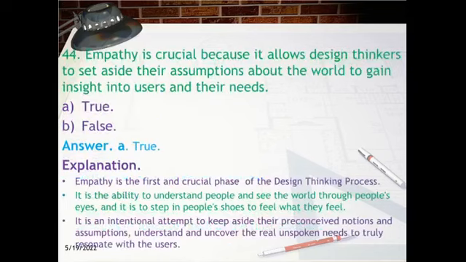44. Empathy is crucial because it allows design thinkers to set aside their assumptions about the world to gain insight into users and their needs. True/false? Answer. A. True. Explanation. Empathy is the first and crucial phase of the design thinking process. It is the ability to understand people and see the world through people's eyes, and it is to step in people's shoes to feel what they feel. It is an intentional attempt to keep aside their preconceived notions and assumptions, understand and uncover the real unspoken needs to truly resonate with the users.